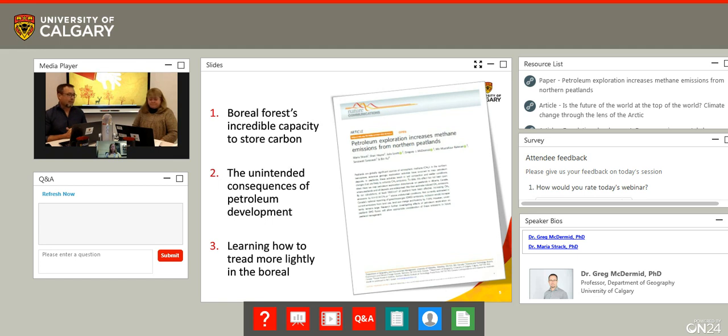And then we want to talk about maybe some of the things that we've learned in our research and some next steps to maybe treading more lightly in the boreal forest in the future.